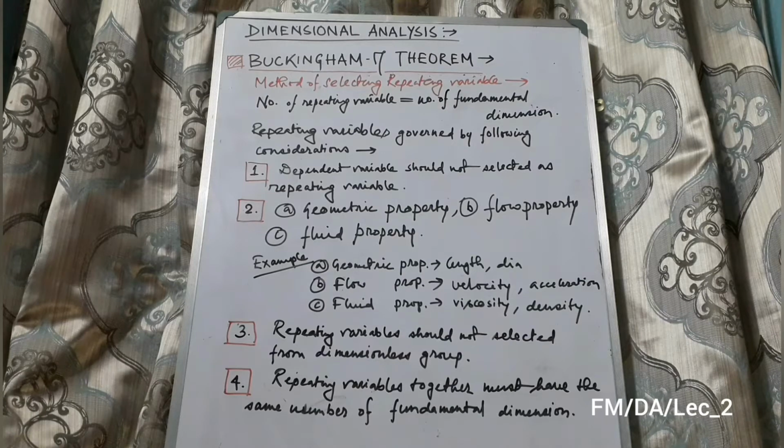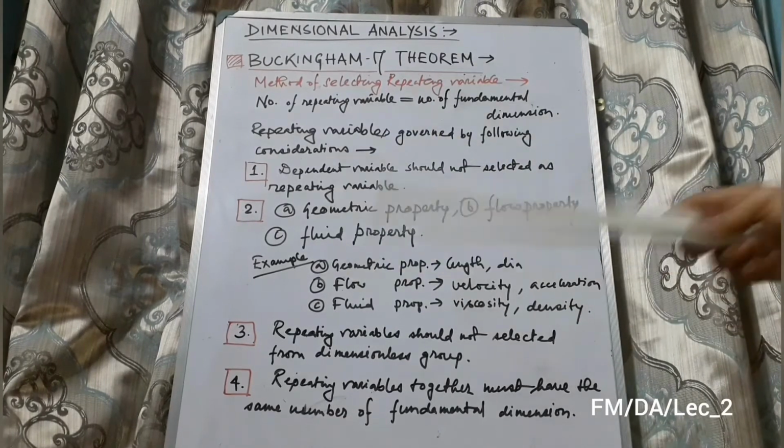Now discussing number two. At the time of choosing repeating variables, one variable should contain a geometric property, another variable a flow property, and the third variable a fluid property. This is very important. While choosing repeating variables, the first consideration is geometric property, then flow property, then fluid property. Now what is a geometric property? Length, diameter, etc., these are all geometric properties.